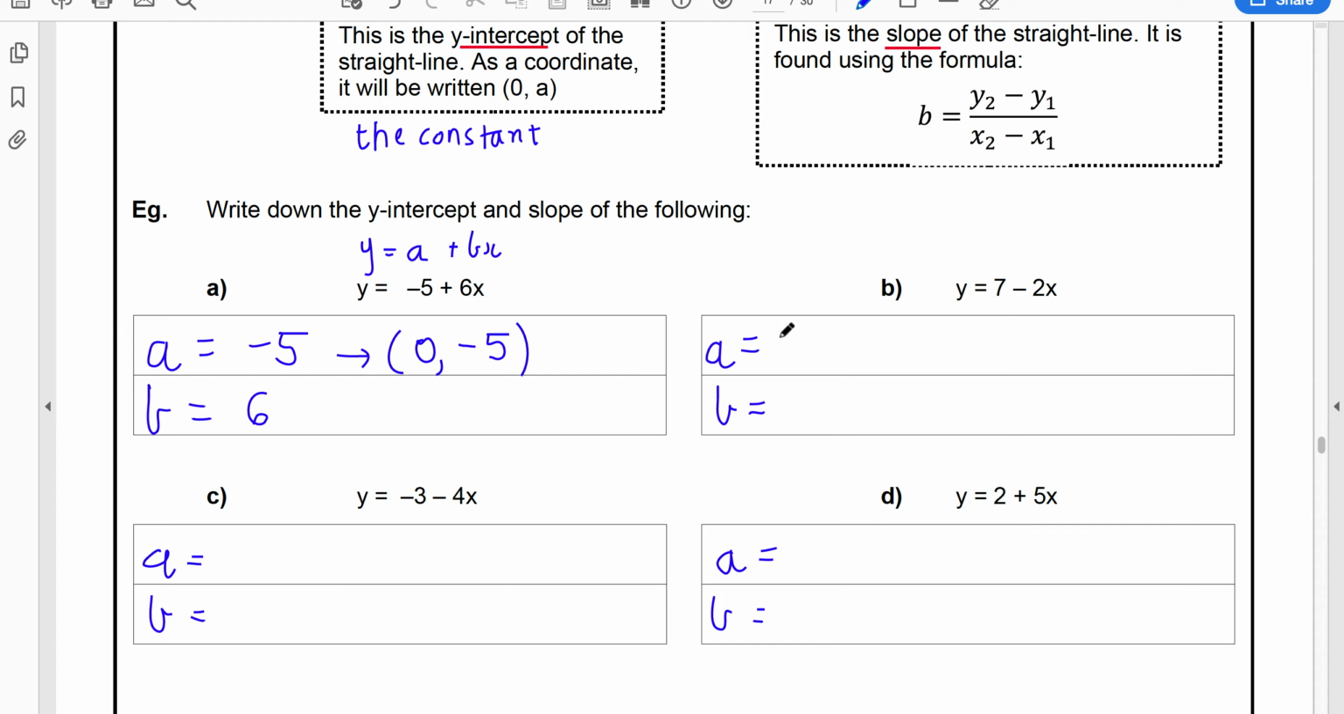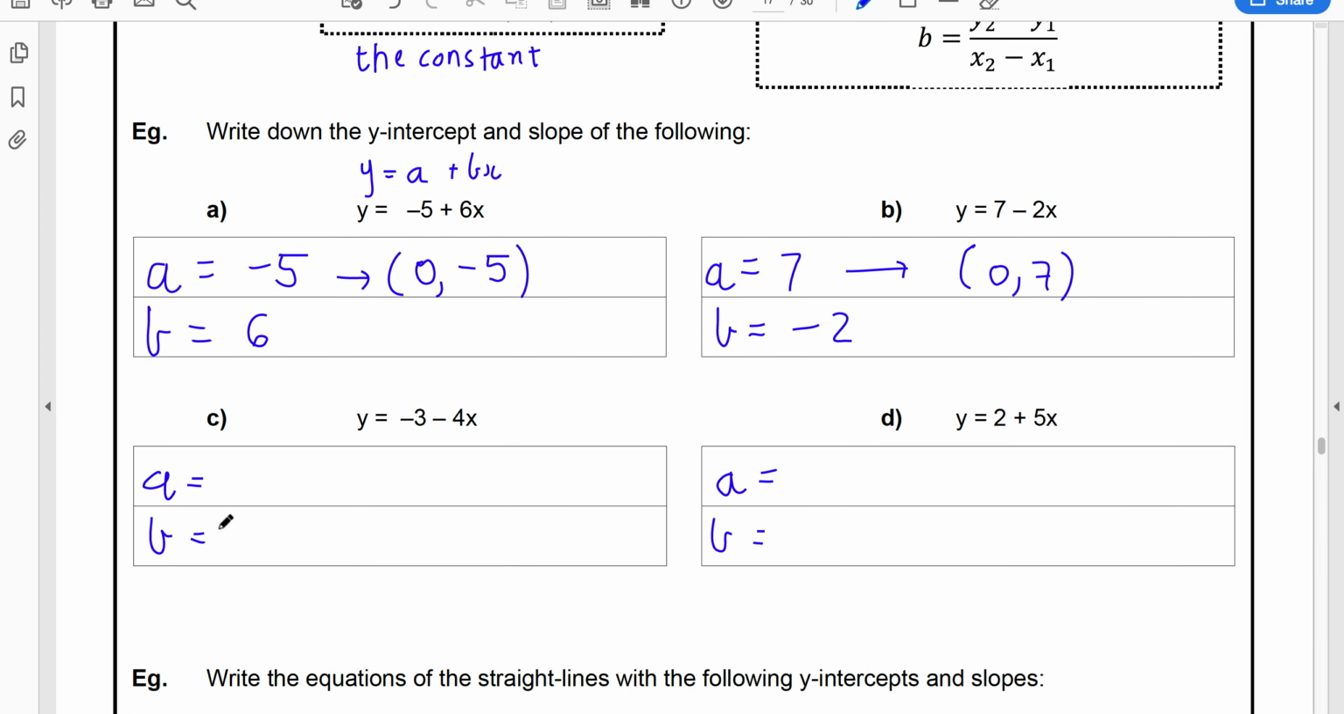For this next one, A would be +7, but if you look at B, it's got a minus in front of it, which means our B value is actually -2. Again, I'll convert this one to a coordinate so that we're well versed in that. Here we've got our A value -3, and B is also negative, -4. And finally here, we've got an A value of 2 and a B value of 5.